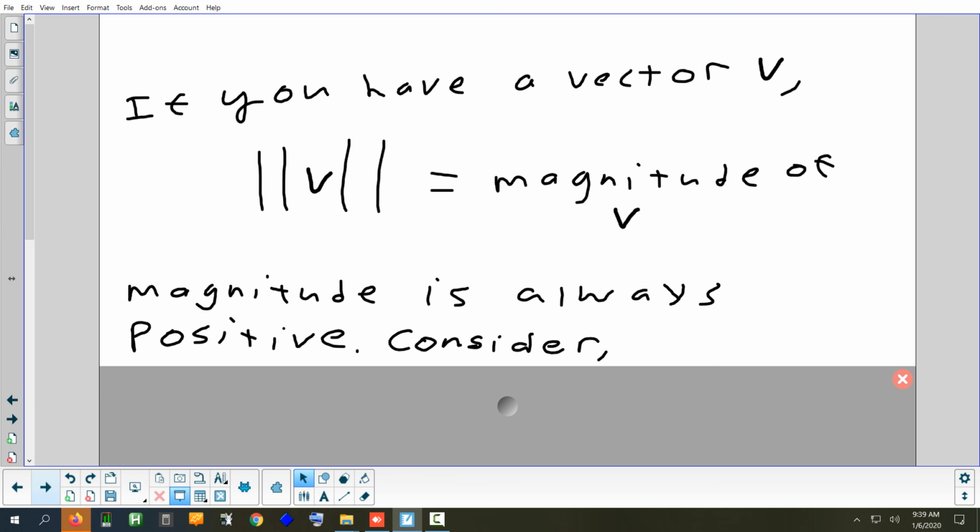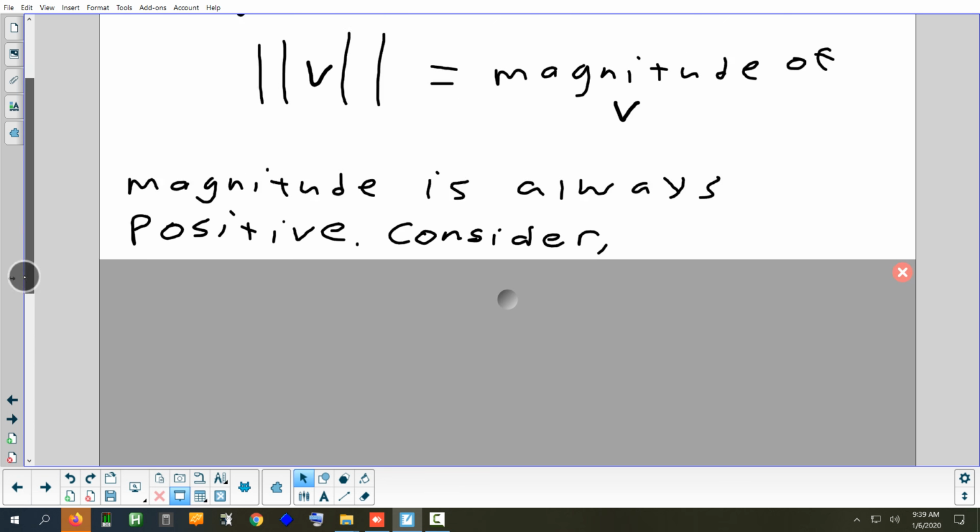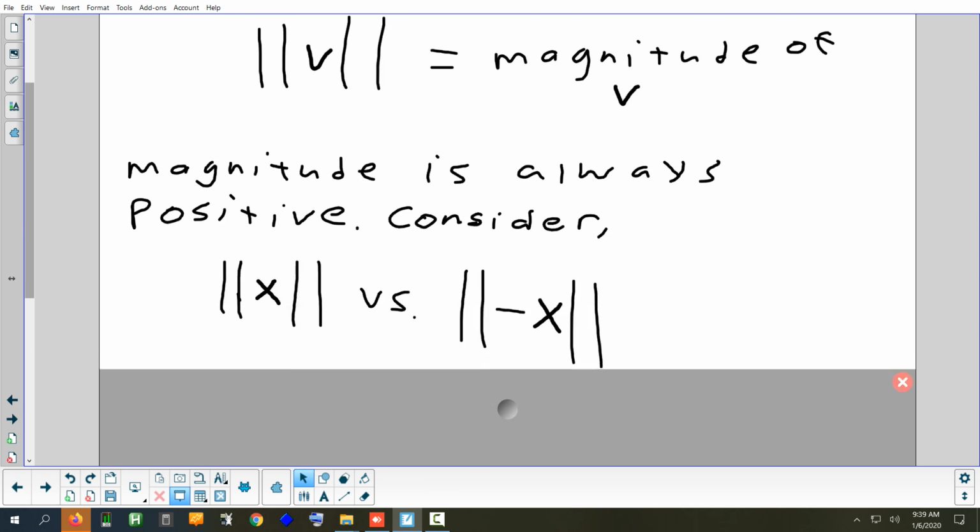Now, since magnitude is the length, how long the arrow is, it can't be a negative number. Magnitude is always a positive number. So, keeping that in mind, I want to know the difference between those two magnitudes. What's the difference between the magnitude of x and the magnitude of negative x?